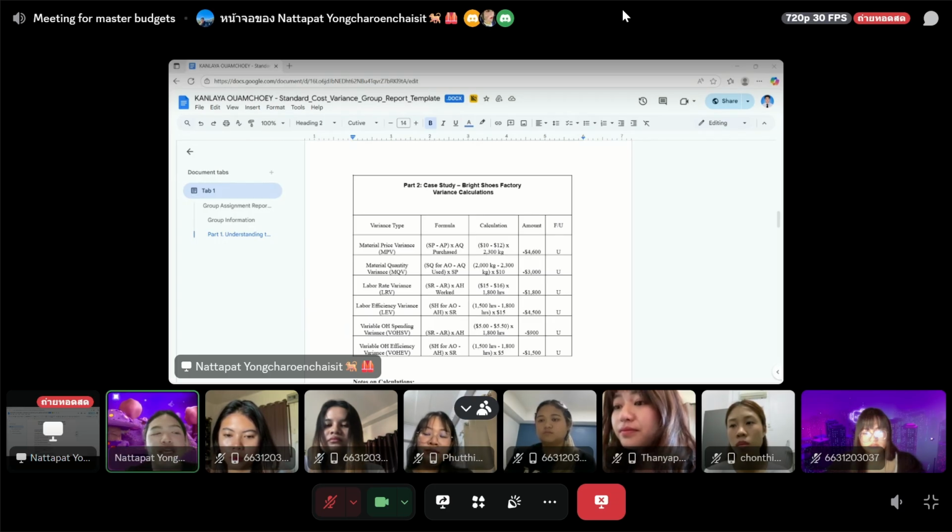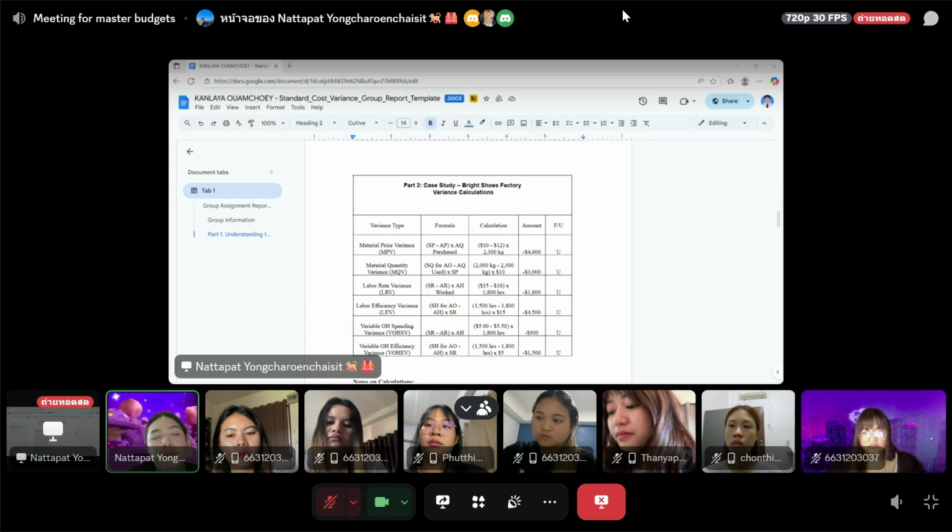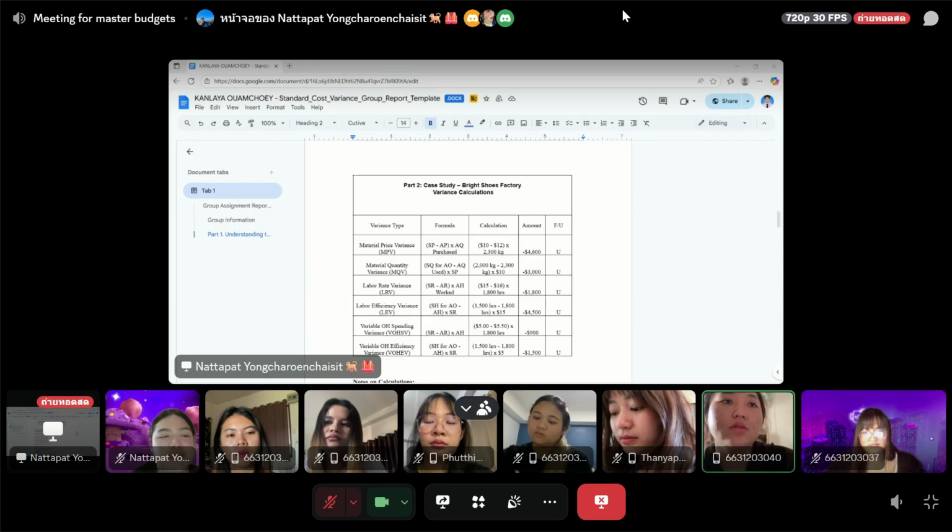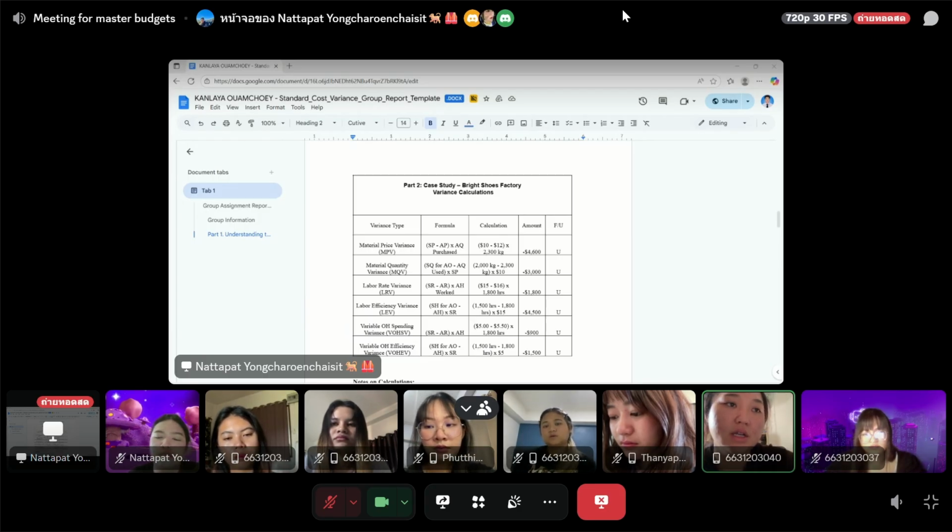Okay, so a serious issue indeed, both in purchasing and on the factory floor. Next, let's hear about our labor cost. Similar to material, our labor cost was hit from both sides, the wage rate and efficiency. For the labor rate variance, this checks if we paid our workers a higher hourly rate than budgeted.